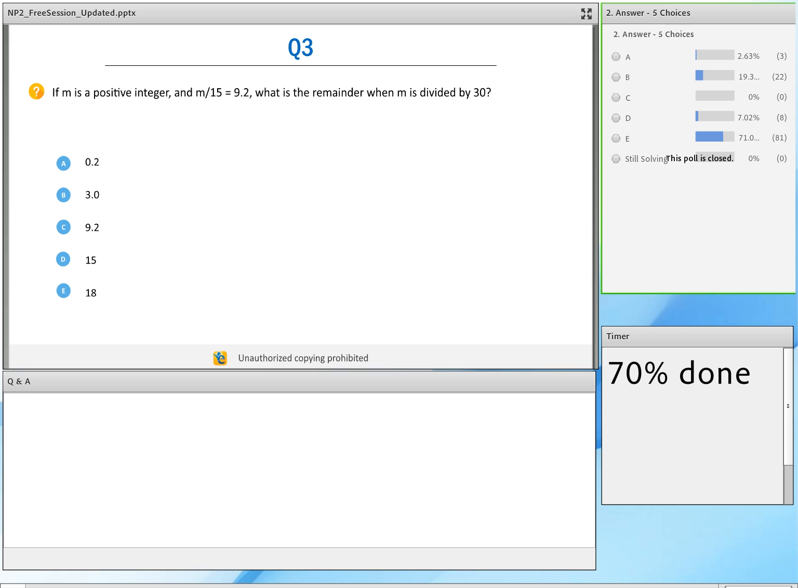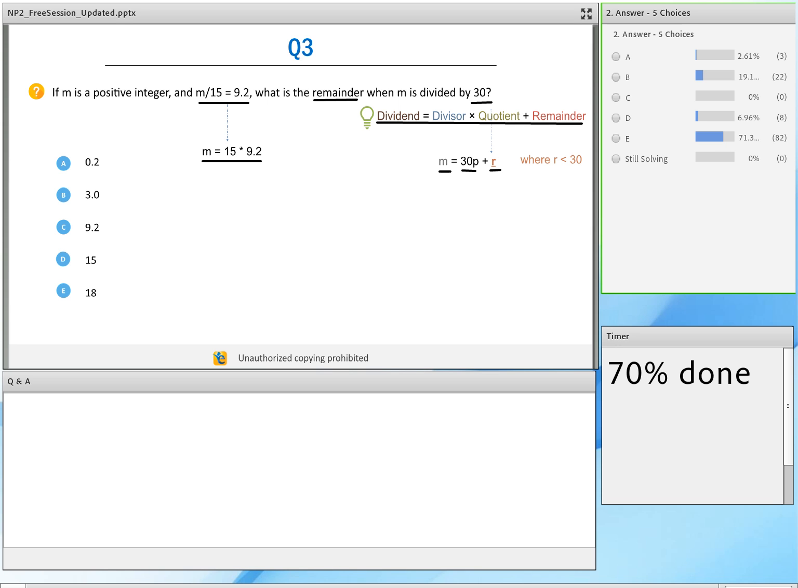Here are the answers. Overwhelmingly, you guys got it right. 18 is the correct answer. So let's see. It's again the same process. We say, hey, dividend is divisor times quotient plus remainder. What we are given is that m by 15 is 9.2, which means we can express m as 15 times 9.2. Now, what do we have to find? We have to figure out the remainder when m is divided by 30, which means we have to express m as 30p plus r.